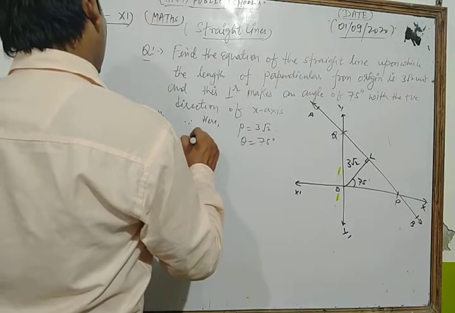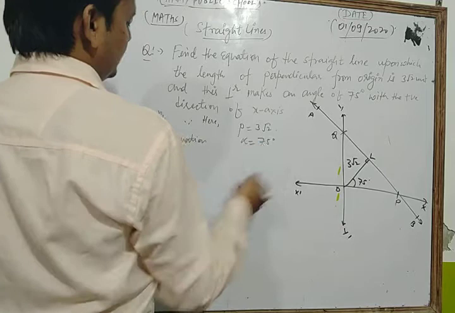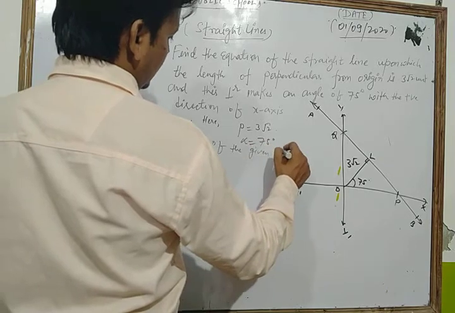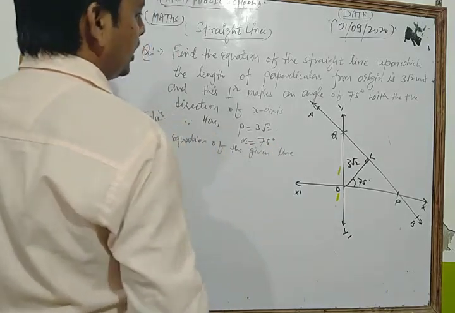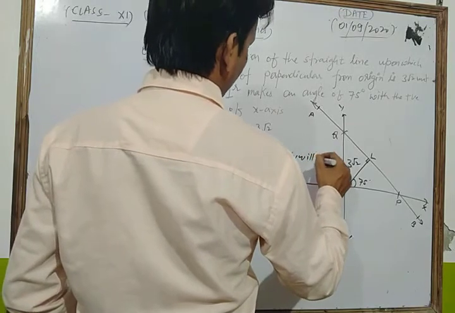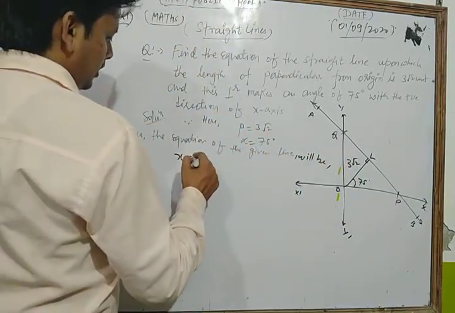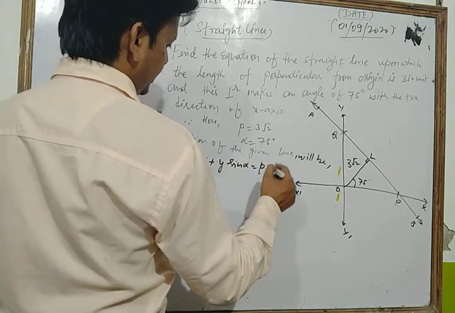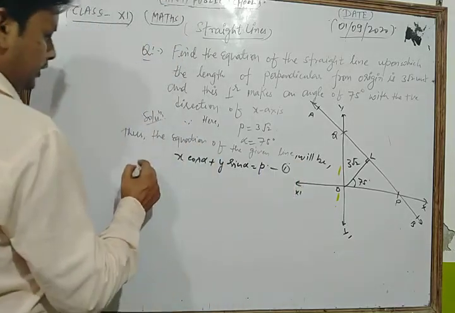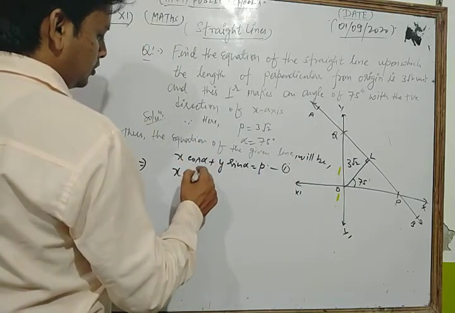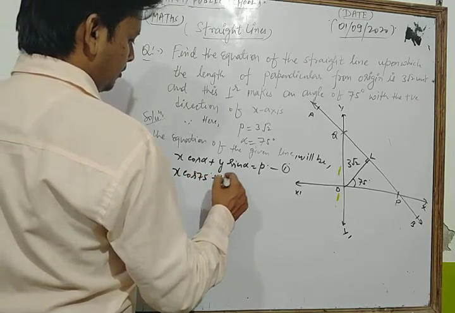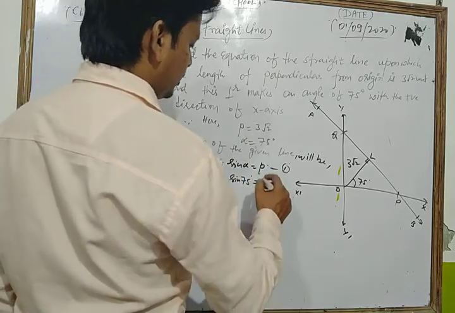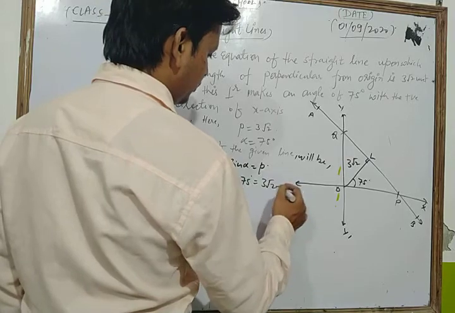Thus the equation of the given line will be x cos alpha plus y sin alpha is equal to p. Take this as equation number 1. That is, we get x cos 75 plus y sin 75 is equal to the value of p, which is 3 root 2.